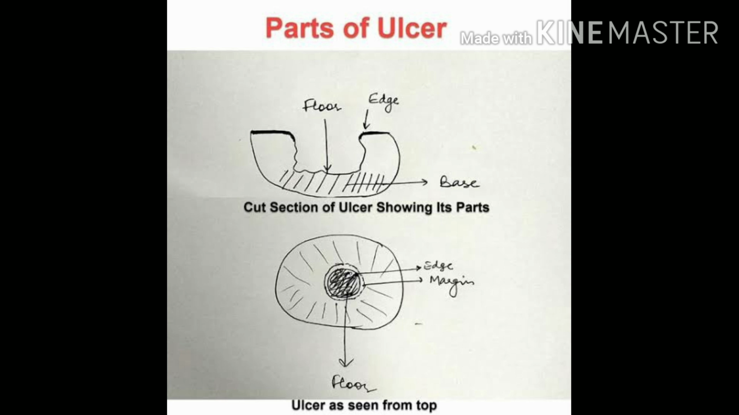By this slide, I am trying to show you the parts of ulcer, which basically comprises margin, edge, floor and base. It's sometimes confusing, so I will try to clarify it. Margin is the junction between normal epithelium and ulcer. Edge is the area between margin and the floor of ulcer. Floor is the exposed surface of the ulcer and base is the part on which the ulcer rests. You have to keep these in mind because it's sometimes very confusing.